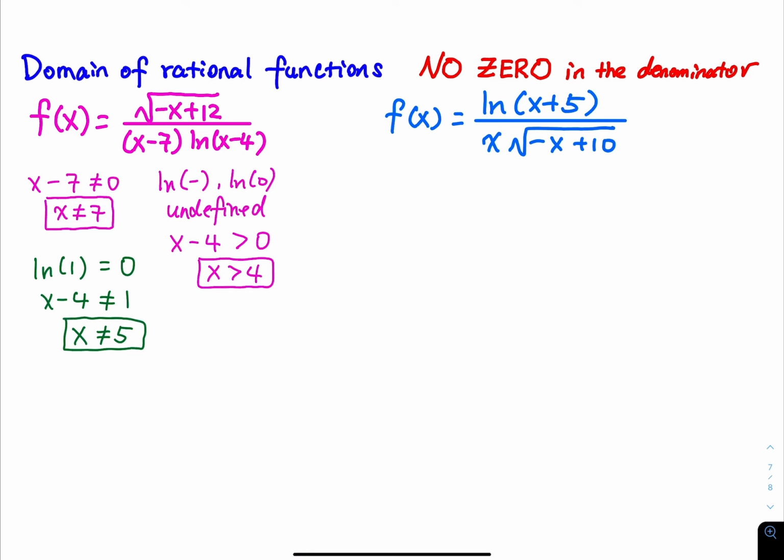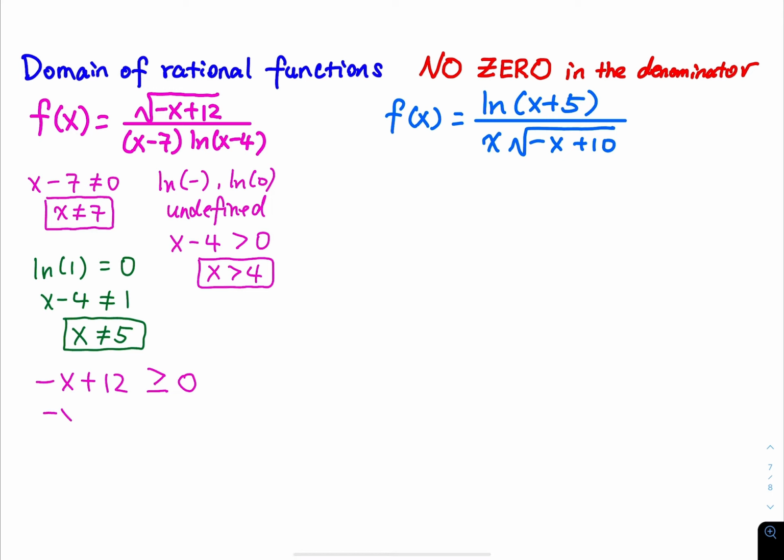How about the numerator? The numerator is a square root. We know the square root of a negative is undefined, right? Square root of 0 is 0. Square root of a positive is positive. So that means for the top, we want negative x plus 12 to be greater than or equal to 0. It is okay to have a 0 in the numerator.